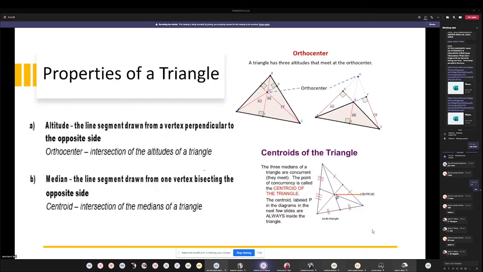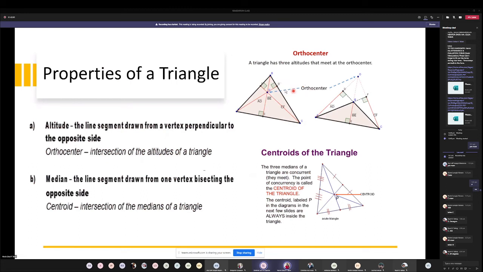Okay. So now, after solving for the area, we go to the different special properties of a triangle. Aside from those sides, those parts mentioned, we have these special parts of a triangle. First is the altitude. This was already mentioned earlier. It's the height. The more technical term is the altitude. It's the line segment drawn from a vertex perpendicular to the opposite side.